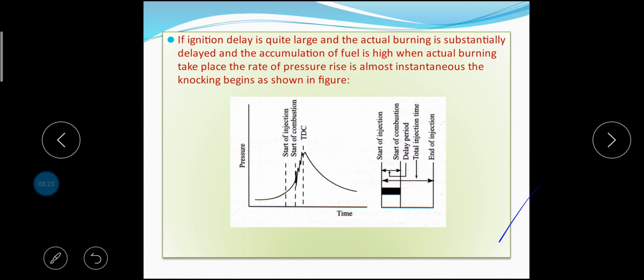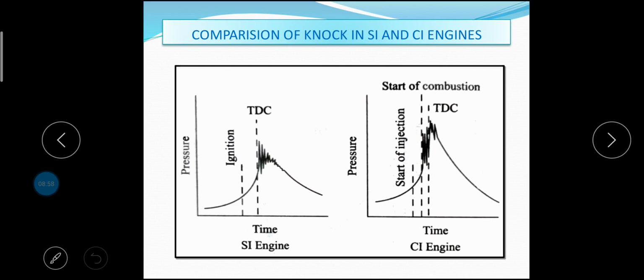However, in the spark ignition engine, knocking occurs near the end of combustion, whereas in the compression ignition engine, knocking occurs near the beginning of combustion. In order to decrease the tendency of knock, it is necessary to start the actual burning as early as possible after the injection begins. In other words, it is necessary to decrease the ignition delay and thus decrease the amount of fuel present when the actual burning of the first few droplets starts. Comparison of knock in spark ignition and CI engines.